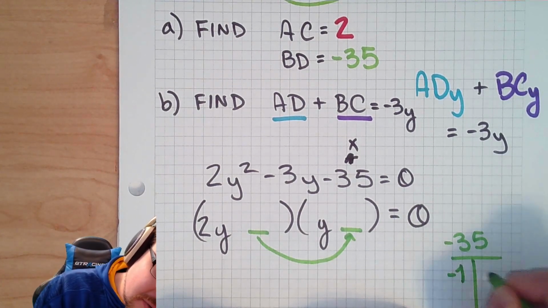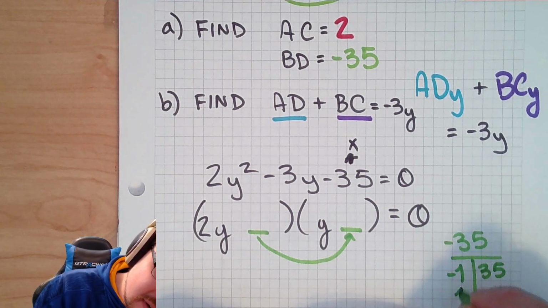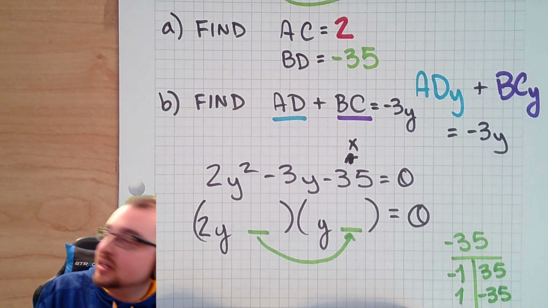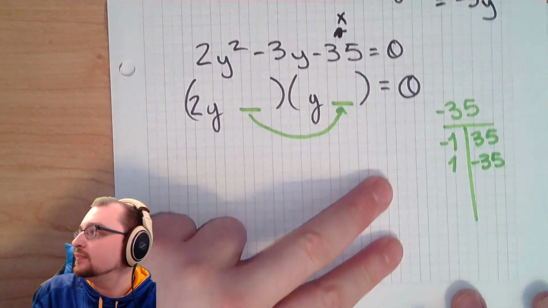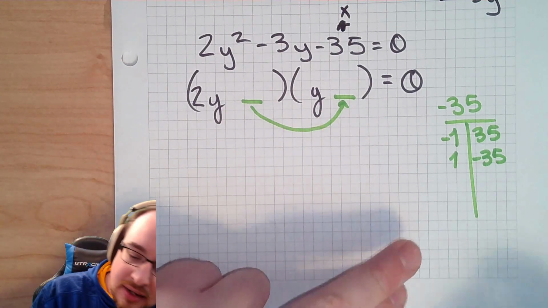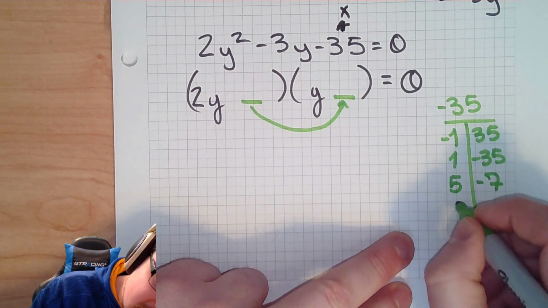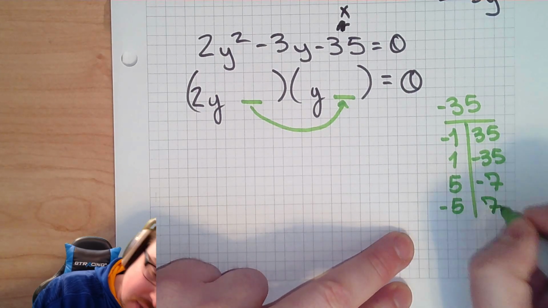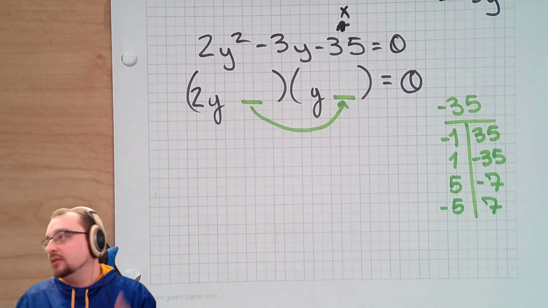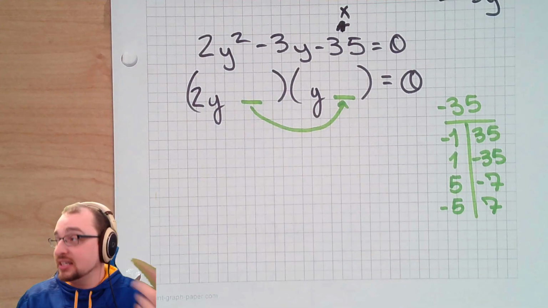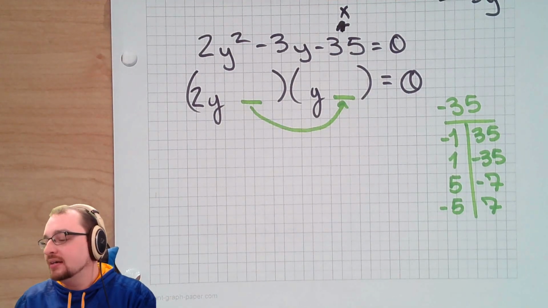And I can list them out. We've got 1 and 35, 1 and negative 35. Either of those will multiply to negative 35. We've got 5 and negative 7. And of course, negative 5 and positive 7. That's all of them, because 2 doesn't go into it, 3, 4 don't go into it. 5 does, 6 doesn't, 7 does, but we already got it.